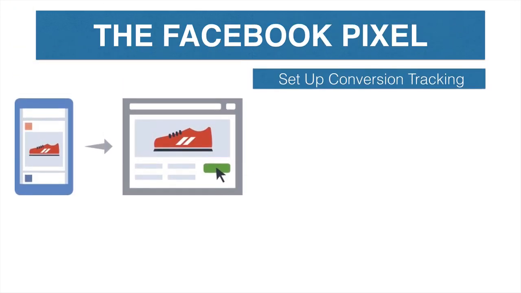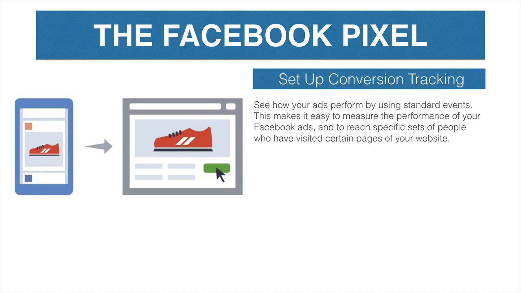All right, so let's talk about that conversion tracking, because remember, the first thing I said the Facebook pixel can do is help you track your conversions. It basically gives you vision. You can see now and you can make better decisions. So you can see how your ads perform by using these things that we mentioned earlier called standard events. And this makes it really easy to measure the performance of your Facebook ads and to reach specific sets of people who have visited certain pages of your website.